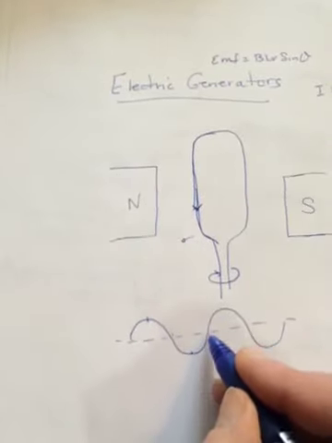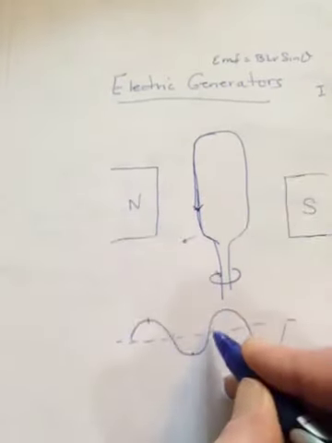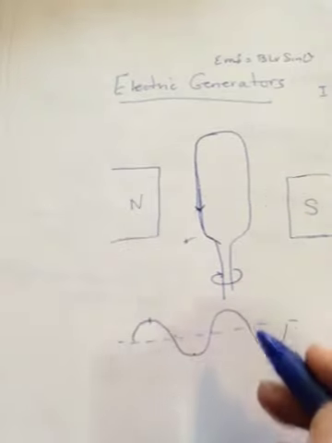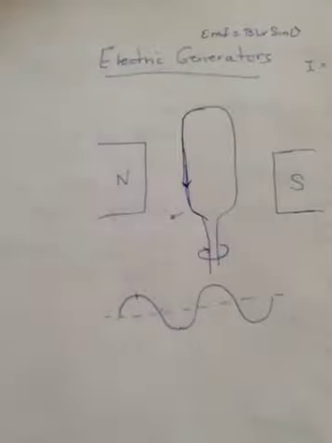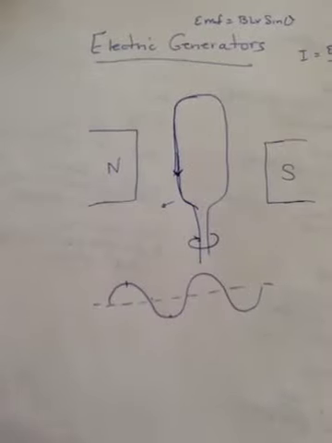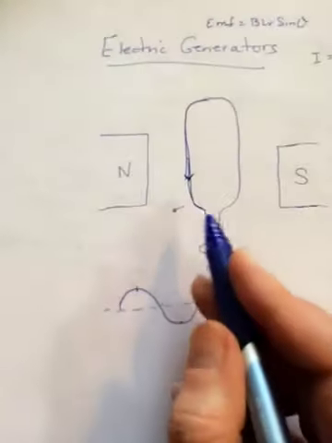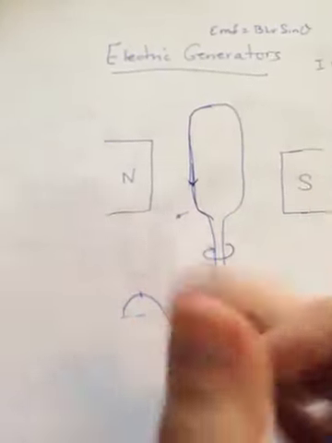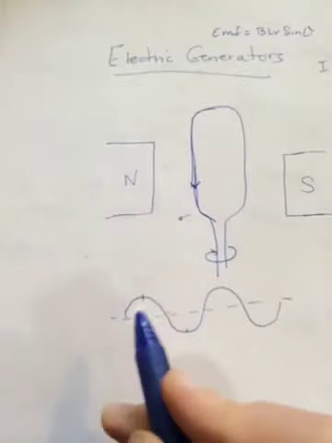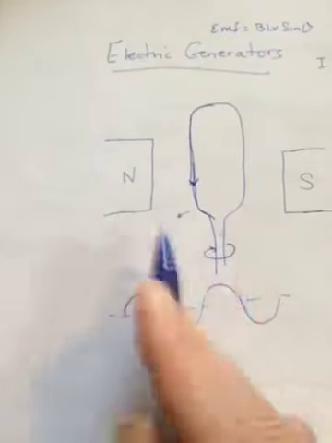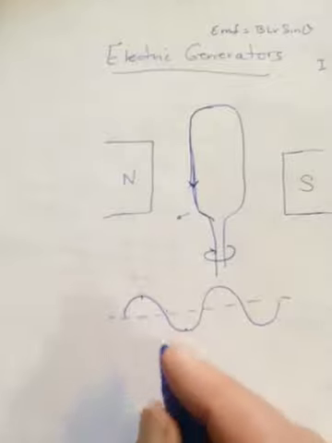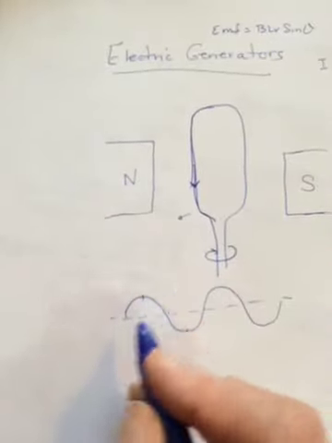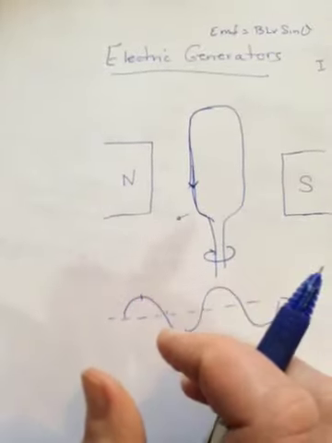It's going to be 0 again. And now it's going to turn and go back down the other side. And it's going to get bigger again, but in the opposite direction. So this is why we say it's sinusoidal. As I spin it, I can increase the frequency of the spin. And so the bigger the frequency, the closer together these waves are.